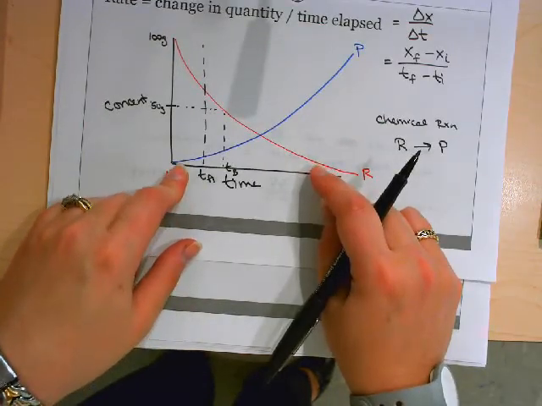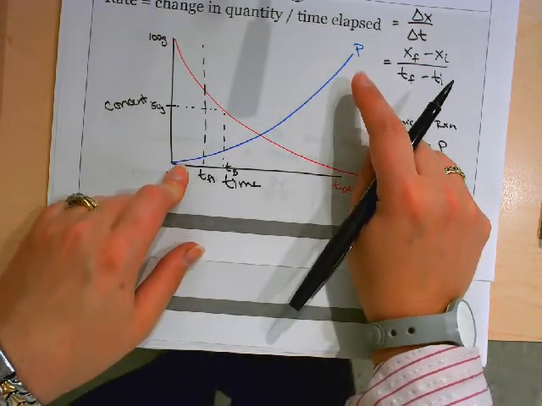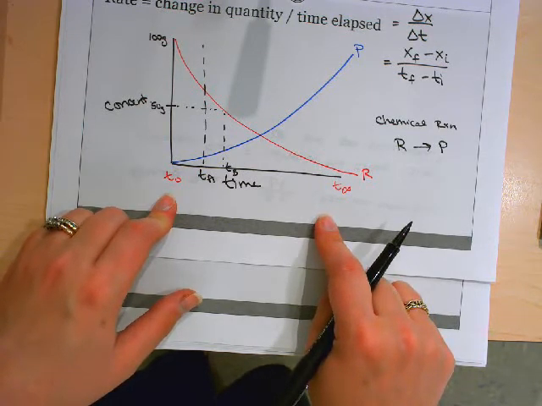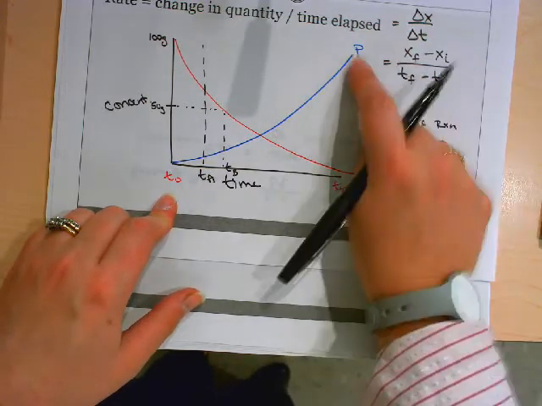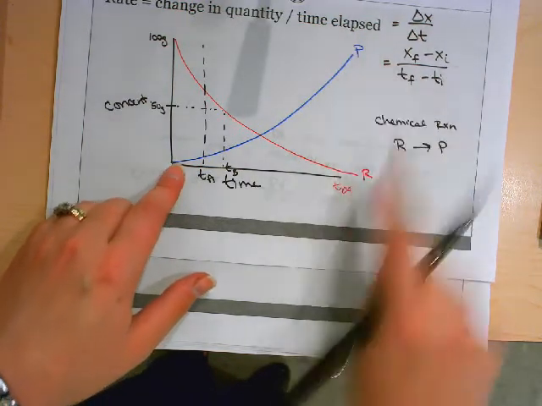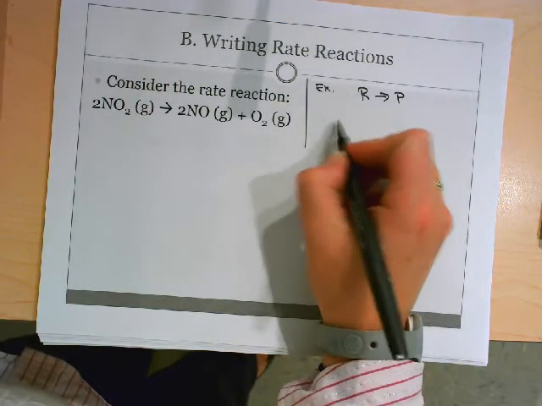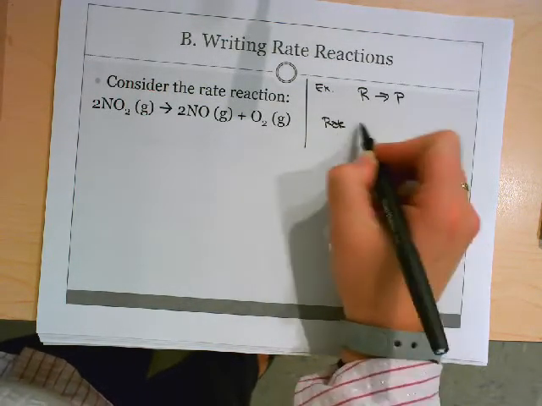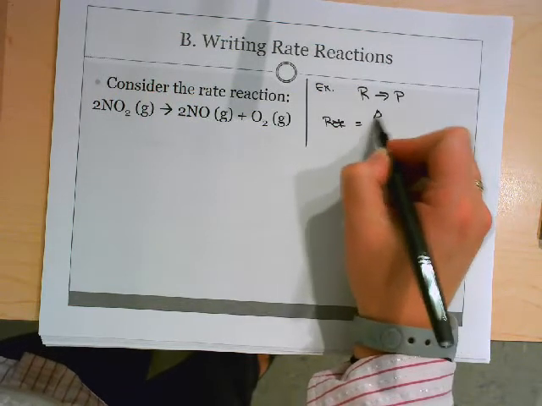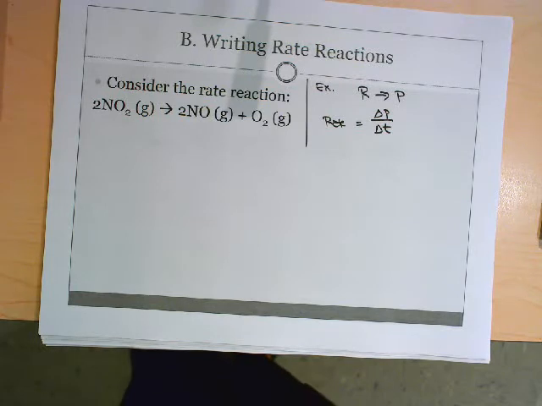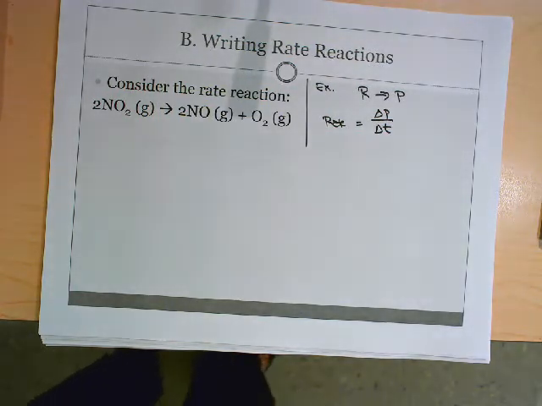right, what's happening to the concentration of P over time? It's increasing, right? So what should the slope be, a positive number or a negative number? Positive. And so I'm looking at the change in P over the change in time. So its rate would be, right, change in P over change in T. That would give me a positive number, which would be a positive slope.